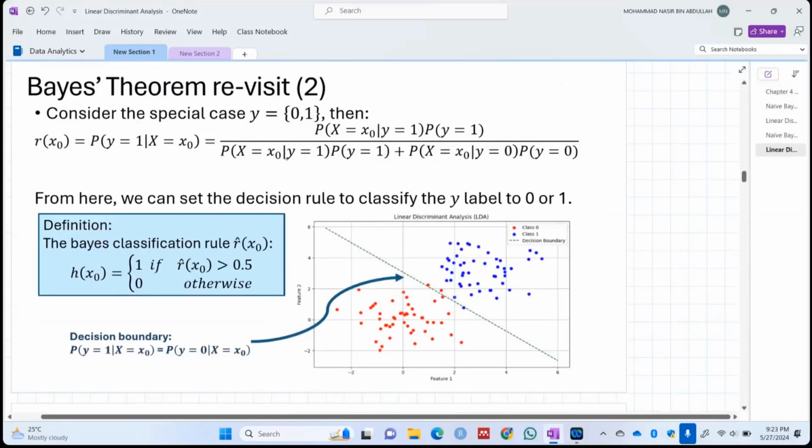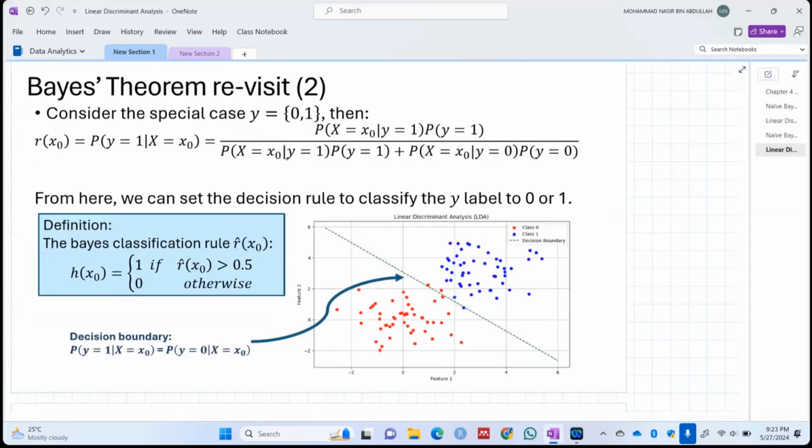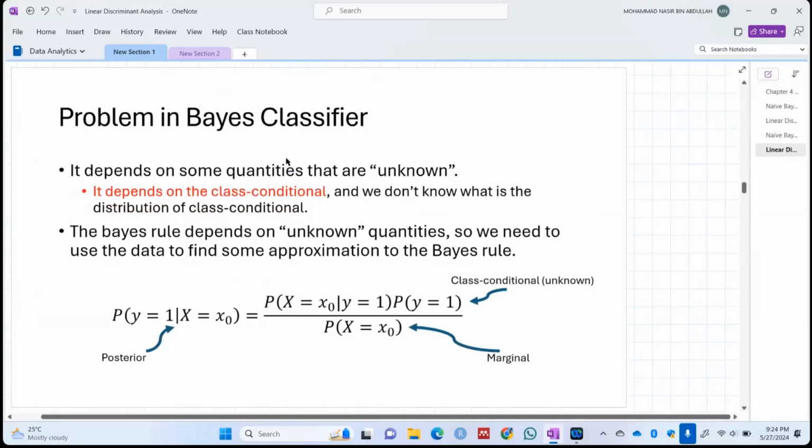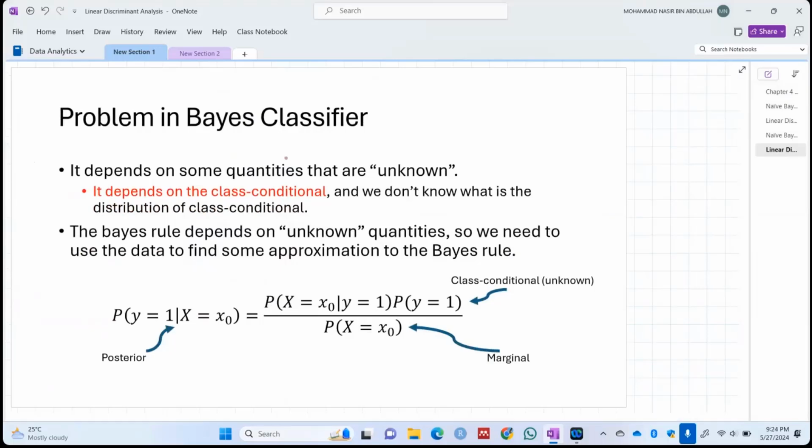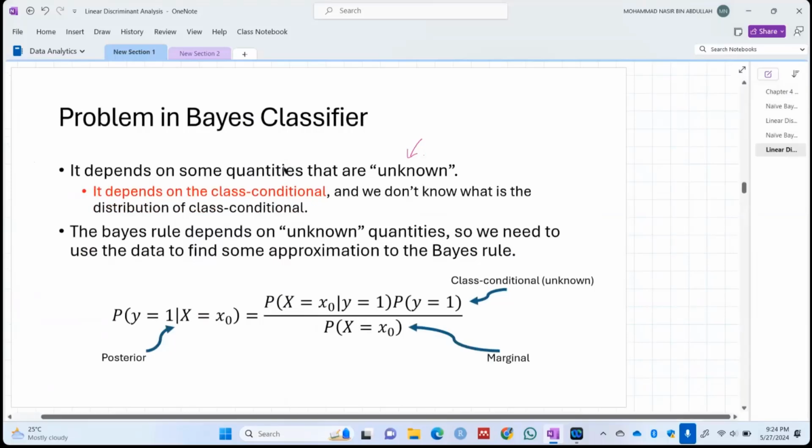So this is the class boundary that I mentioned just now. We want to create a linear decision boundary where the probability of y equal to 1 given x equals the probability of y equal to 0 given x. We want to separate these two classes. The problem with the Bayes classifier is that it depends on quantities that are unknown, so the class conditional is unknown. That's why we assume the class conditional to be a Gaussian distribution, which I already mentioned.